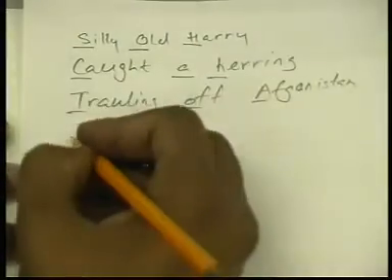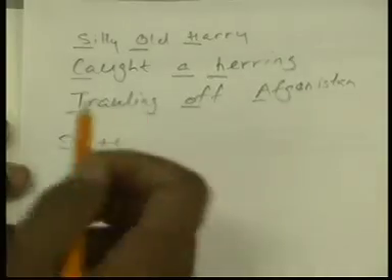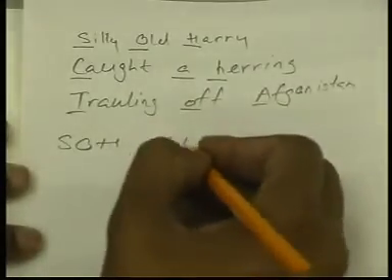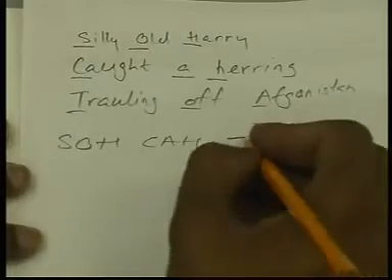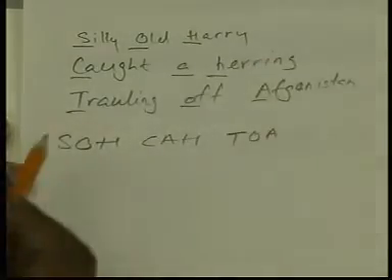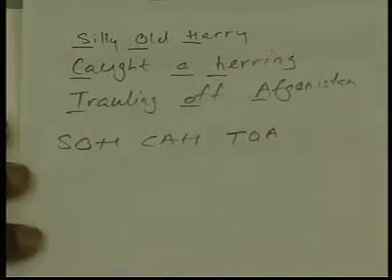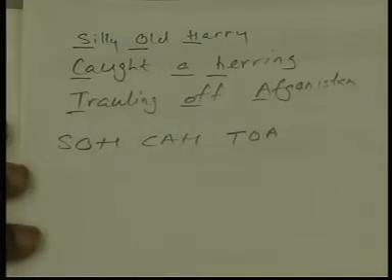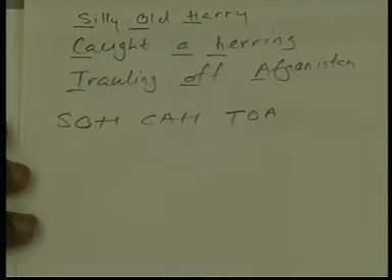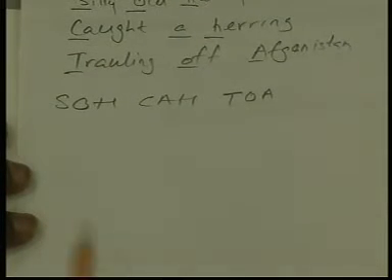So we get SOH, CAH, and then TOA. These are very important letters. Some people just remember SOH CAH TOA. You might find it hard to remember silly old Harry caught a herring trolling off Afghanistan. Because these are the formulas for the three important ratios.